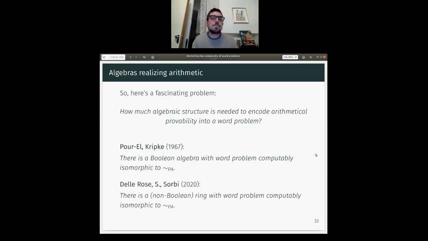Okay. Recently, we proved that there is a non-Boolean ring with word problem computably isomorphic to PA. And here, the proof is kind of delicate. It requires some work. In particular, it requires infinitely many applications of the fixed point theorem, the recursion theorem. This happens many times in computability theory.